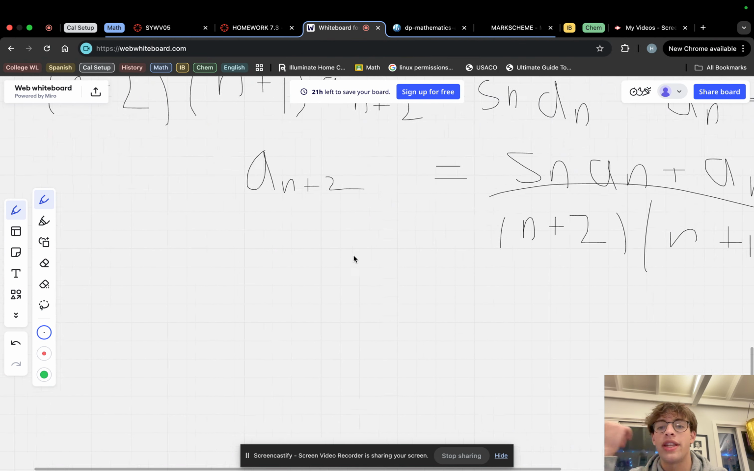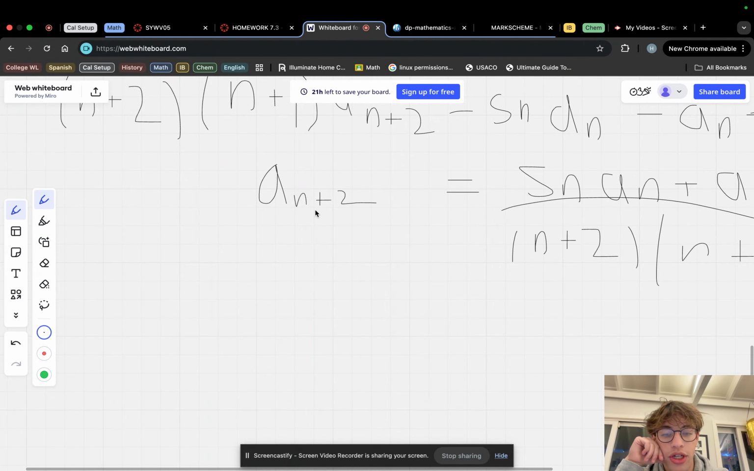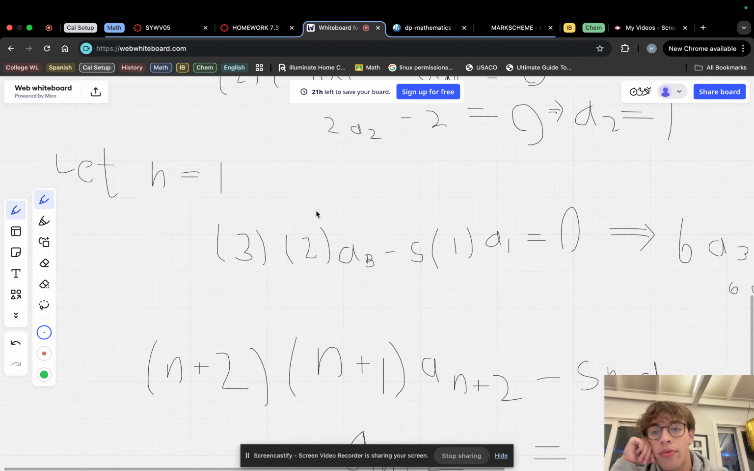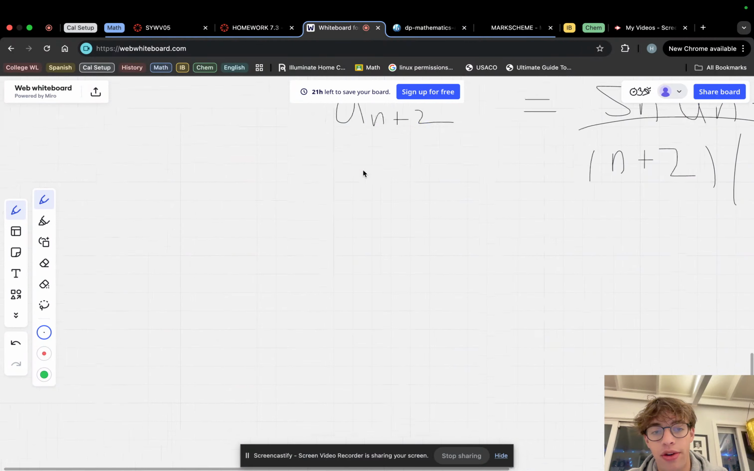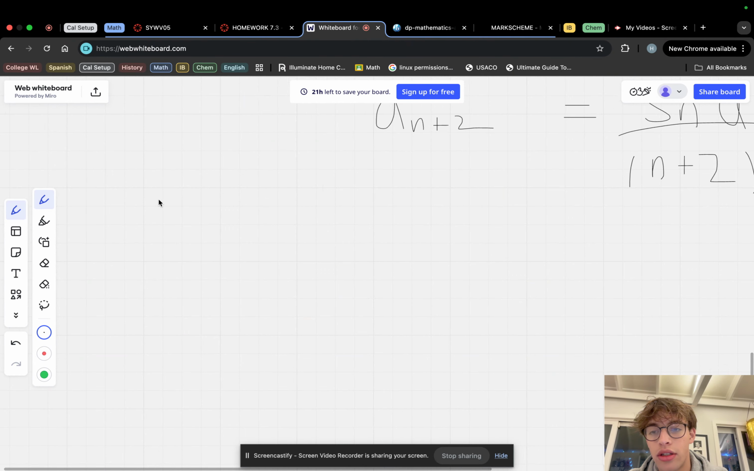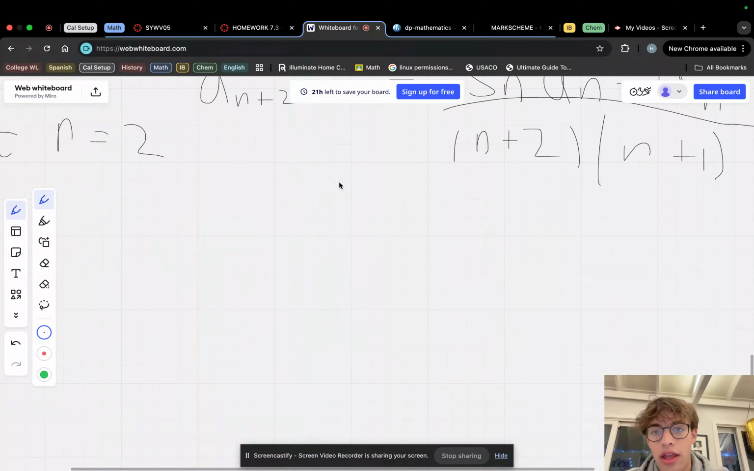Boom. Alrighty. So now that we have this, we want to find the a sub 4 term, right? So we would let n equal 2, because n plus 2 we want to be 4. Then we get a of 4.